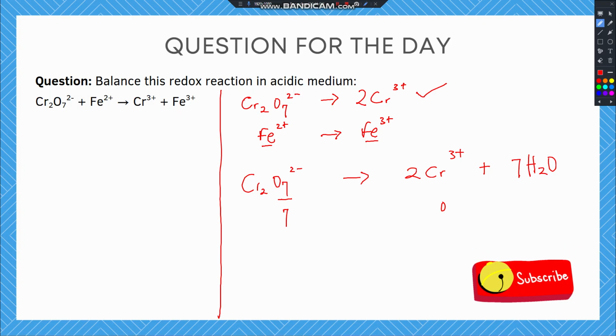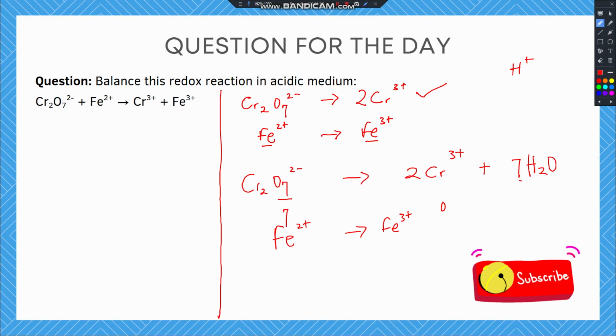In the second equation, there are no oxygen atoms, so we do not need to add any water molecules. So the next rule says balance hydrogen by adding H+ ions. For the first equation, before we even talk about that, let me write the second equation, which is Fe2+ giving us Fe3+. Now for the first equation, we want to balance hydrogen by adding H+ ions.